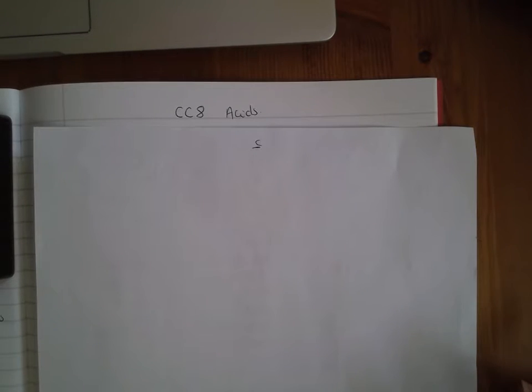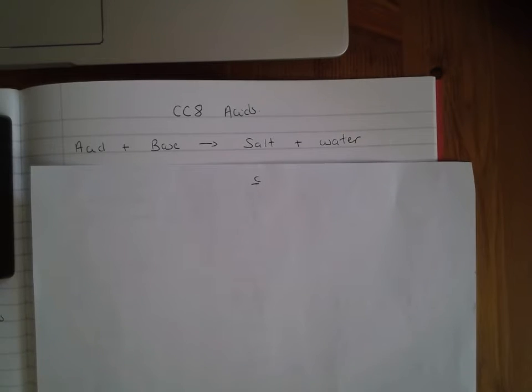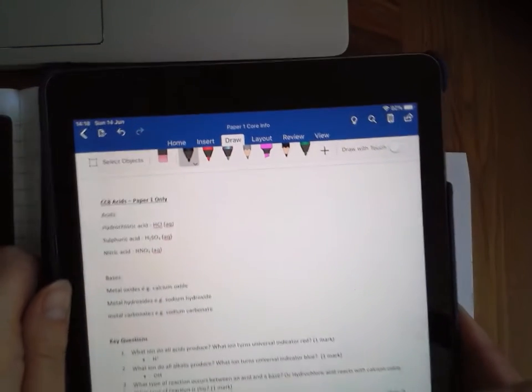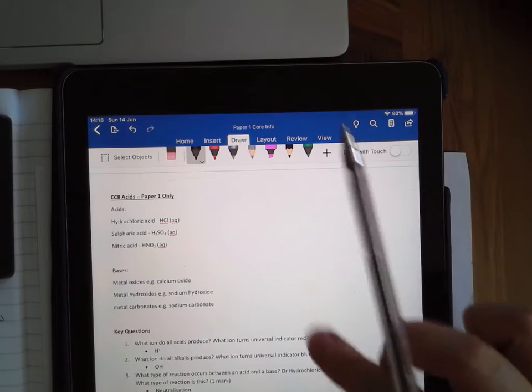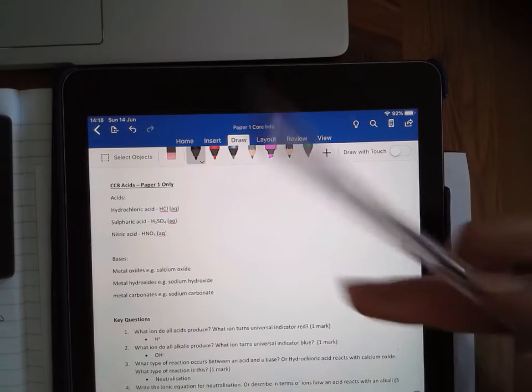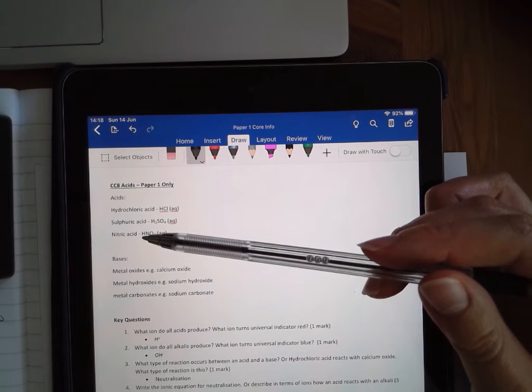So in this video, we are going to revise CC8, which is acids. One of the main reactions that you need to know on this topic is the reaction of an acid and a base to form salt and water. There are three acids that you need to know. And this is all in your booklet on page 18. The three acids that you need to know are hydrochloric acid, sulfuric acid, and nitric acid.